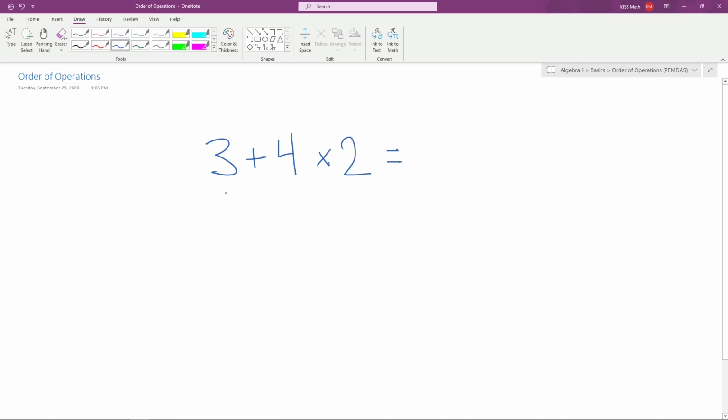So, do you just read from left to right and do 3 plus 4 first, which is 7, times 2 equals 14? Or do you do the multiplication first and then add the 3, which would be 3 plus 4 times 2 is 8, equals 11? The order in which you do these operations, or order of operations, matters because if you do things out of order, you'll get very different answers.